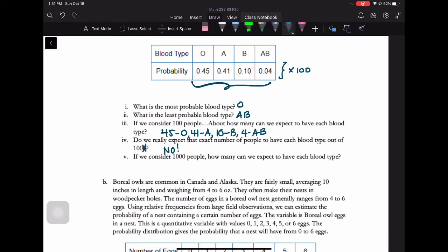If we considered 1,000 people, how many can we expect? Well, again, you would just multiply this by 1,000 instead of 100, and you would get 450 for O, 410 for A, 100 for B, and 40 for AB.